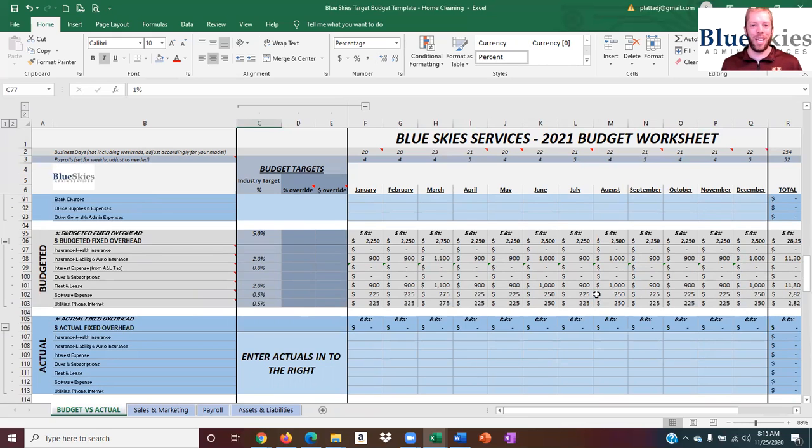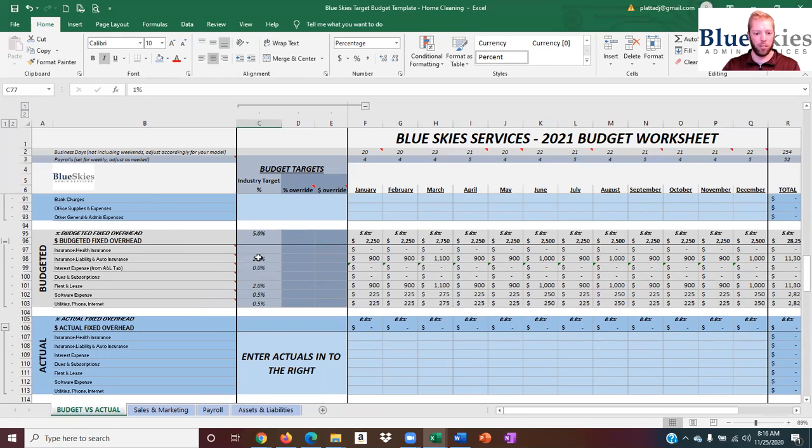Fixed overhead is going to be anything that you are locked into or contracted, where you negotiate it, make a decision, and then you pay the same thing month after month, or maybe once a year, but it's locked in and it's not easy to switch or get out of. Things like insurance, rent, software, utilities. Variable overhead, the next bucket, will be discretionary stuff where something comes up and you just decide if you're going to spend money on it or not.